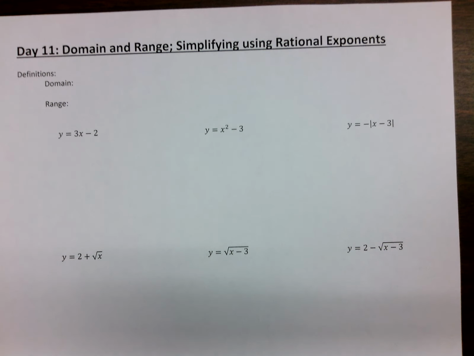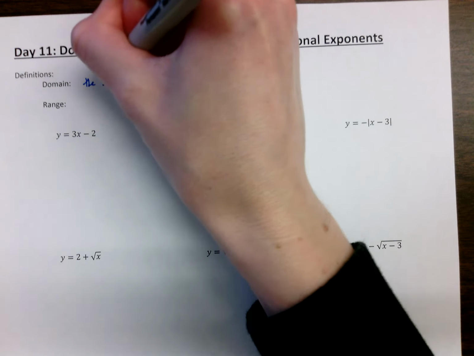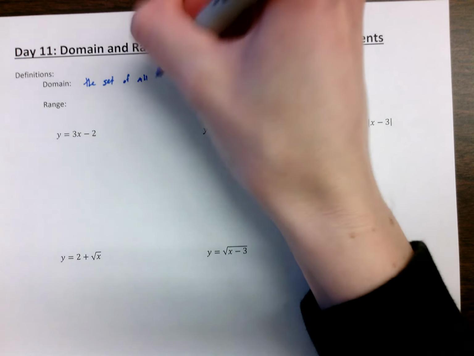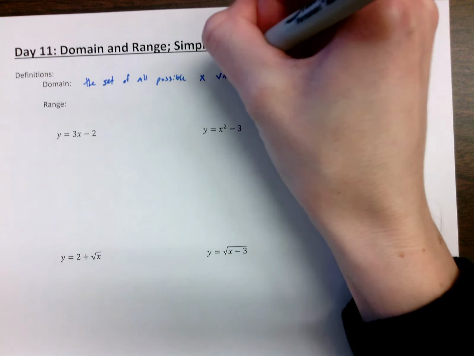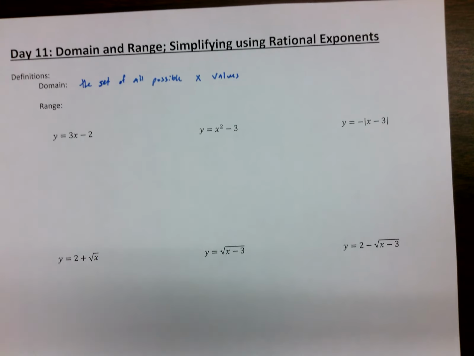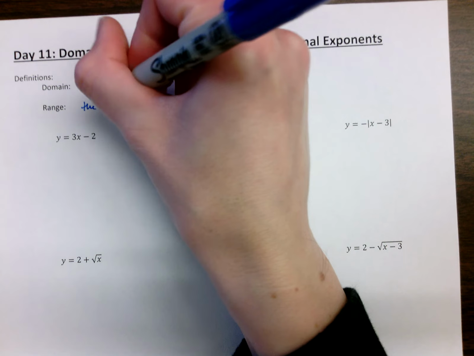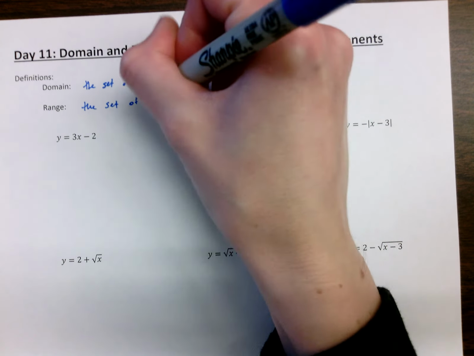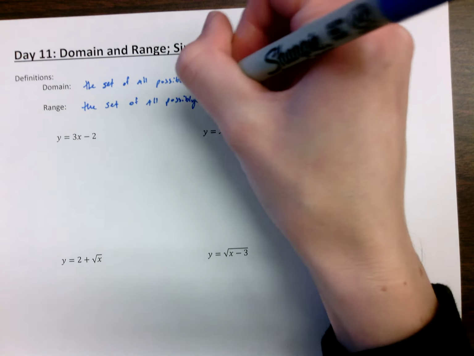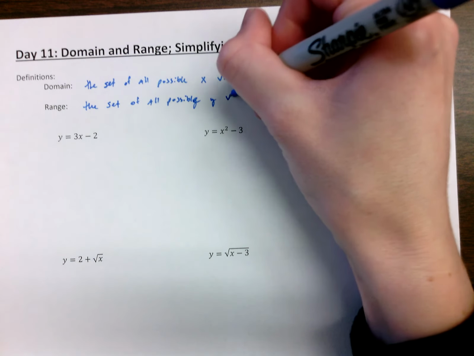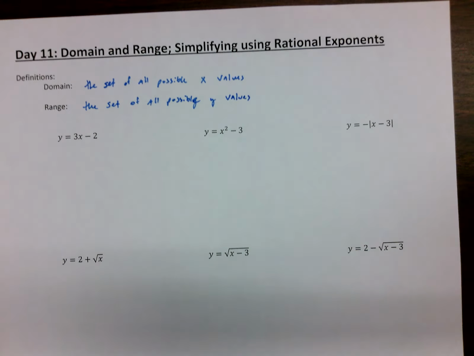So, quick review: domain, remember, is the set of all possible x values. Okay, and then range is the set of all possible y values. Okay, so domain is a set of all the possible x values. Range is a set of all the possible y values.